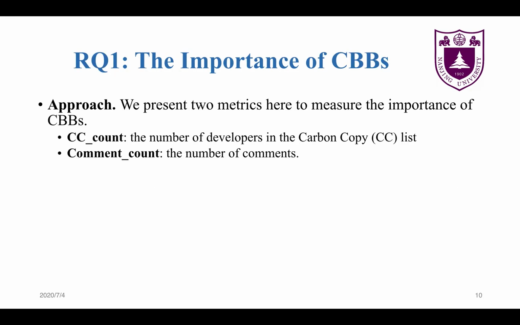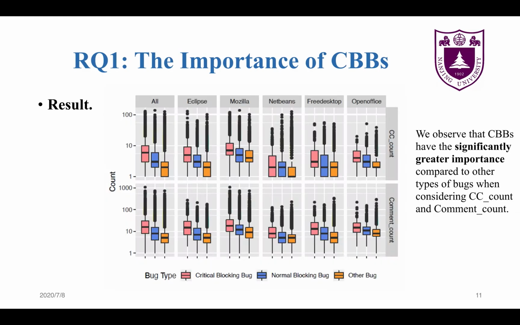Next, we will introduce our experimental results. In this RQ, we try to test whether the CBBs are indeed important. To answer this RQ, we present two metrics to measure the importance of CBBs. They are CC count and comment count, indicating the number of developers in the carbon copy list and the number of comments. Here is the result of RQ1.